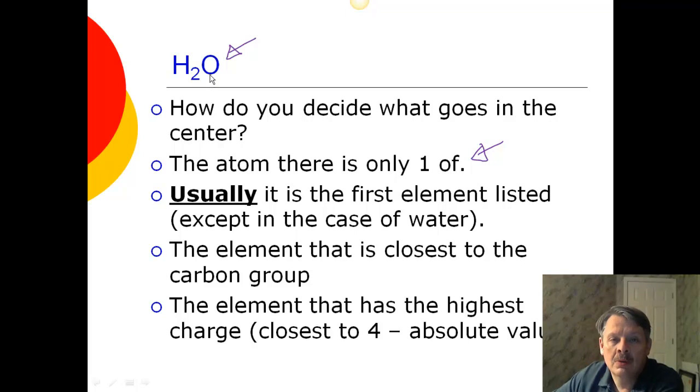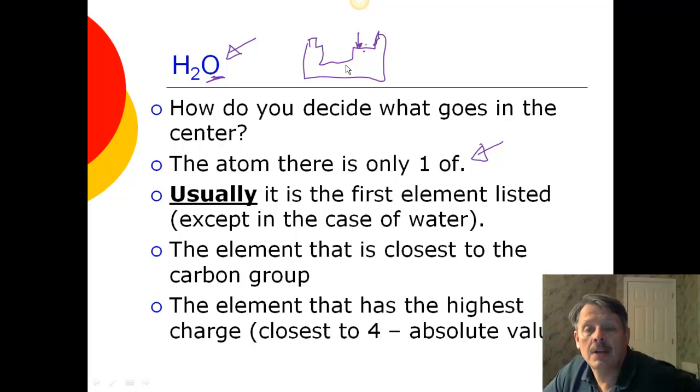So it's the thing you have one of. The element that's closest to the carbon group, if you think of your periodic table, I'm not going to do a great job of drawing your periodic table here. But the thing that's closest to the carbon group, the thing that's closest to group 4, is the thing that's going to be central. So if you have something in group 1, that's not close to group 4. But if you've got something in group 5, that's right next to group 4, so that's the one that you would choose. Unless you had something in group 4, in which case, that's always the central atom.